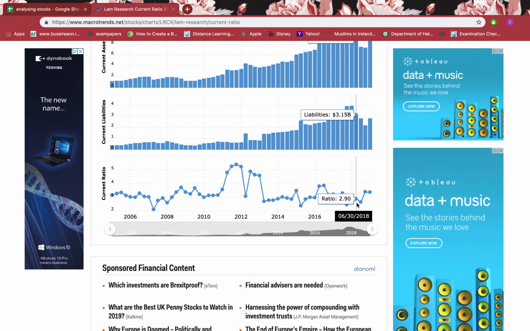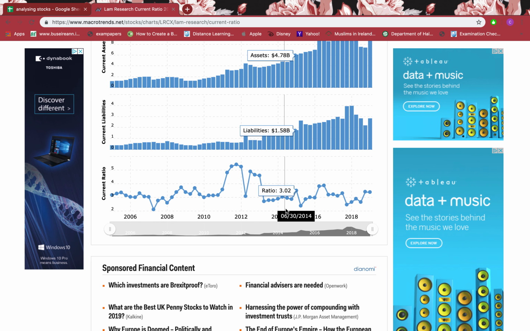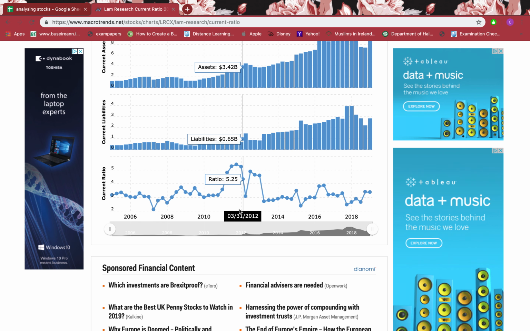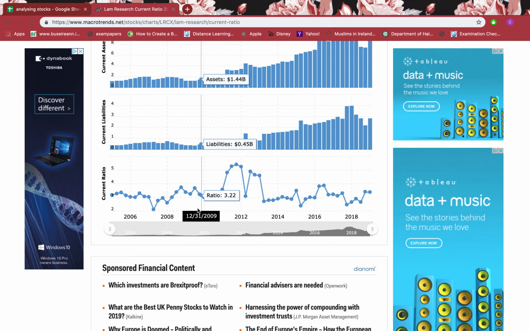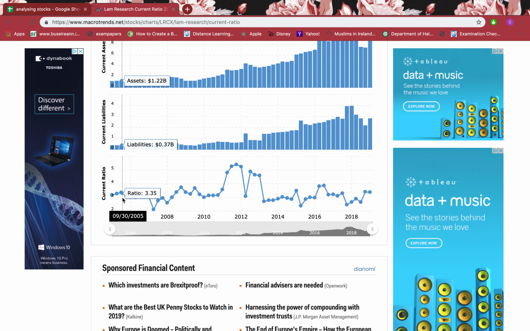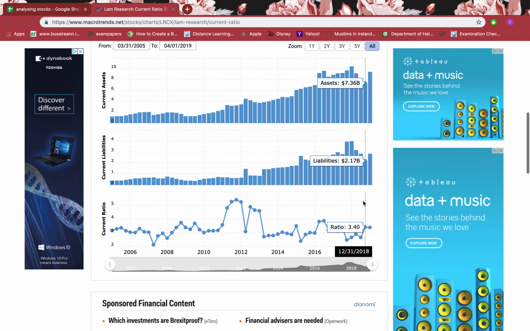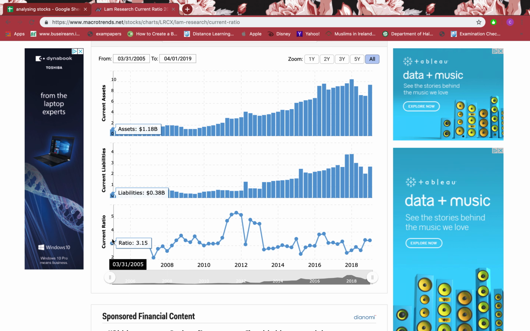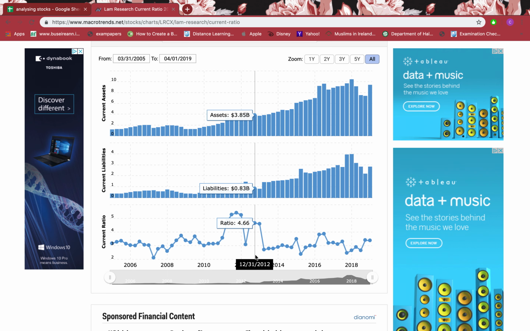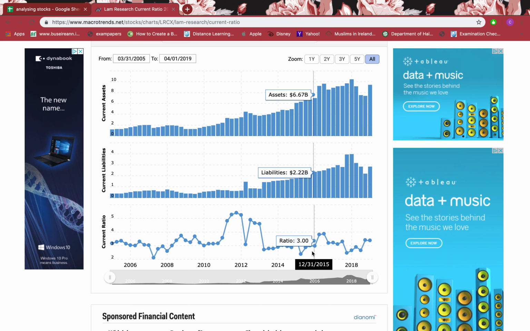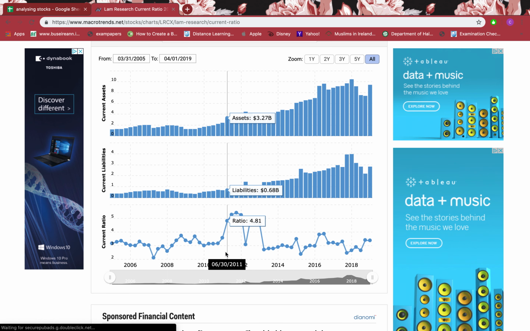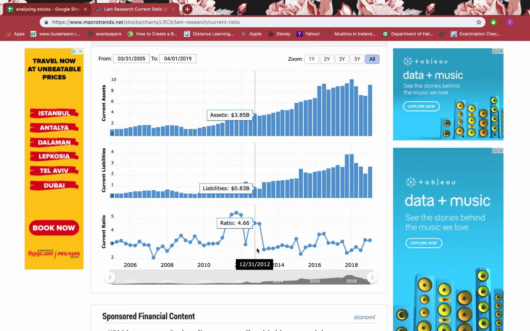Let's look at the consistency. It has been up and down, but consistently above 1.5, which is attractive. I can't see it below 1.5 anywhere, so it has been consistent throughout, from 2005, the data we have. It has been above 1.5, which is very good because it gives a margin of safety, since they have more assets than liabilities, which is very good for the firm. So that ratio is really good.